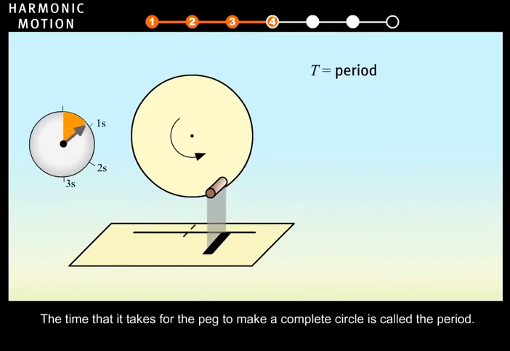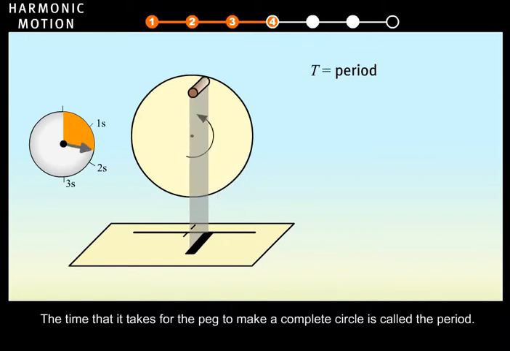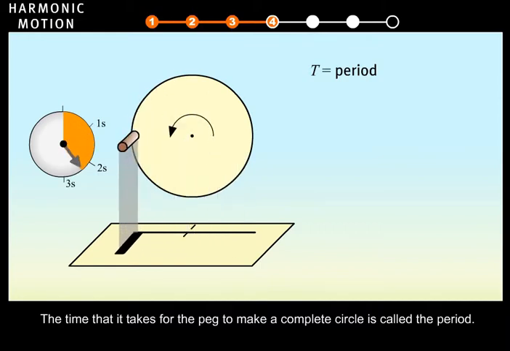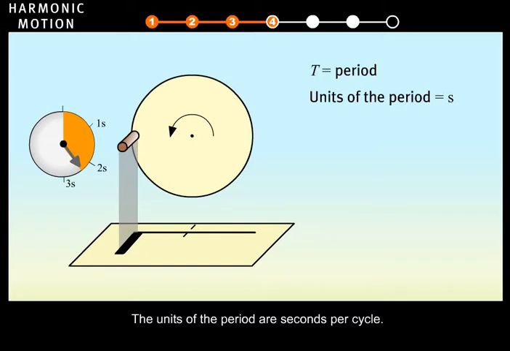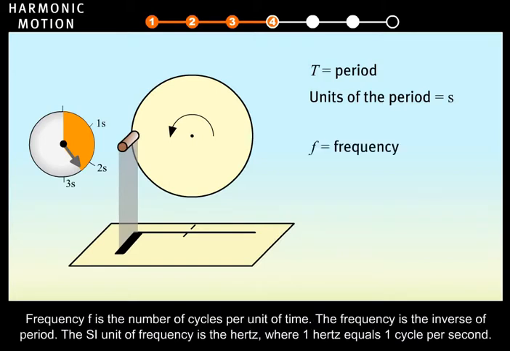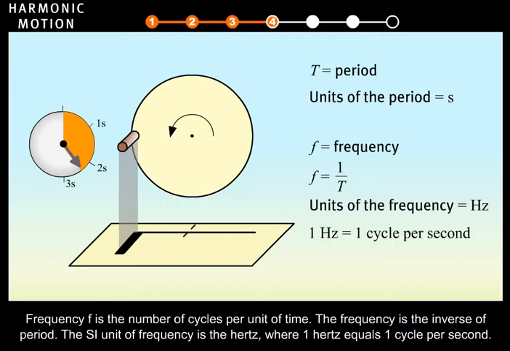The time that it takes for the peg to make a complete circle is called the period. The units of the period are seconds per cycle. Frequency f is the number of cycles per unit of time. The frequency is the inverse of period. The SI unit of frequency is the hertz, where 1 hertz equals 1 cycle per second.